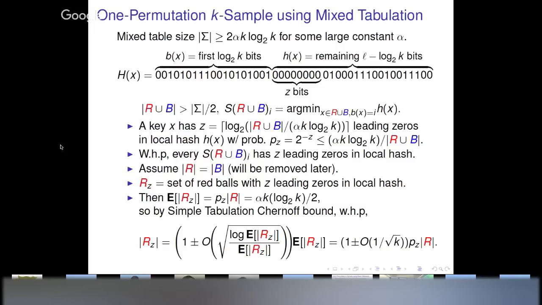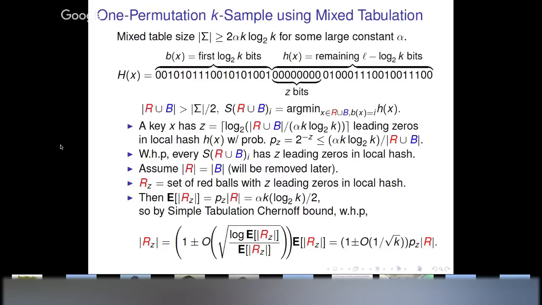The difference I just want to emphasize is if we look at the number of red balls in a given bin, it's only log k. But we're not happy with the deviation in that because that's a small number. There's a lot of deviation there. But now we're looking at the union of all the red balls and seeing how many small red balls we get there. Because that's k log k, with high probability the deviation in the number of small red balls we get is very small. And that's just using the simple tabulation Chernoff bound.